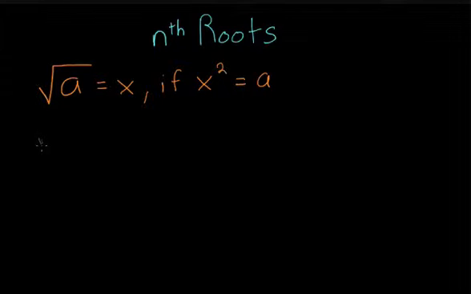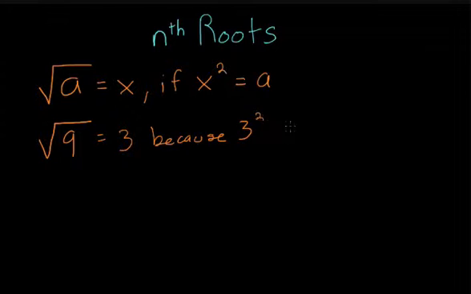So, for example, if we took the square root of 9, that would be 3, and that's because if you take 3 and you square it, 3 squared, that gets you the value underneath the radical sign, 9.